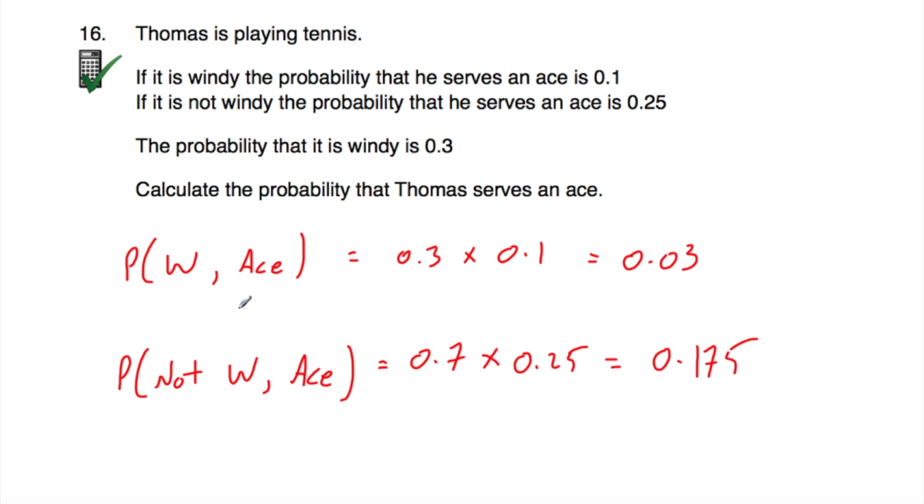So that's fantastic. We now know the probability that it's windy and Thomas serves an ace, and the probability that it's not windy and Thomas serves an ace. So if we want to find the probability that Thomas serves an ace, we just need to add these two probabilities together. So let's do 0.175 plus 0.03, and if we add those two together, we get an answer of 0.205. And that's it. So that's the probability that Thomas serves an ace, 0.205.